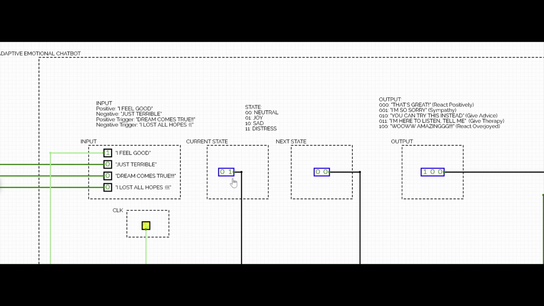As you can see here, the current state is now updated to the joy state, which is 0 and 1 to represent the user's current mood. And for example, if we assume that the user doesn't change the input, the machine will still receive the input which is positive. As you can see here, the machine will still receive the positive input.